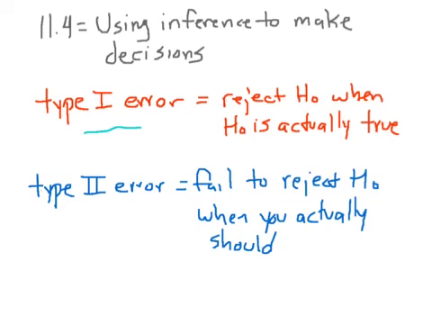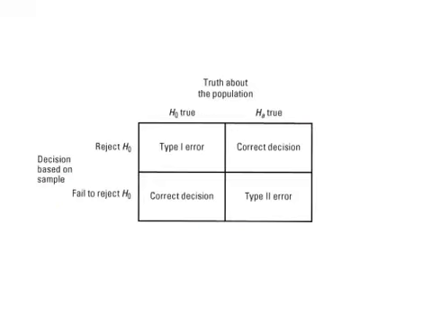A type 1 error is where you reject the null hypothesis when you actually should not have, when the null hypothesis actually is true. Whereas the type 2 error is the opposite. It's where you fail to reject the null hypothesis when actually you should have rejected the null hypothesis. Let's look at a few examples, and a chart might help us.